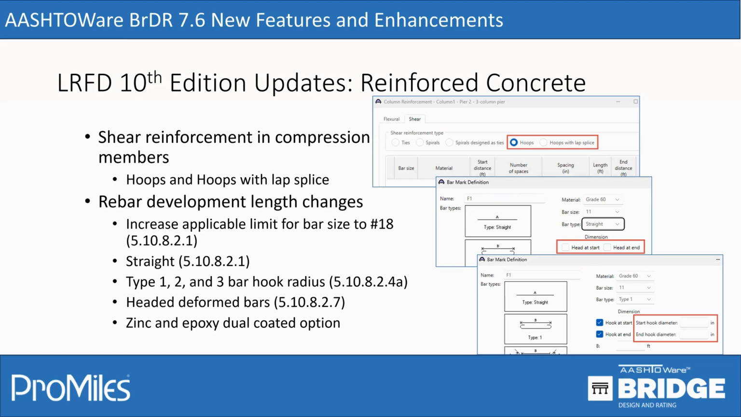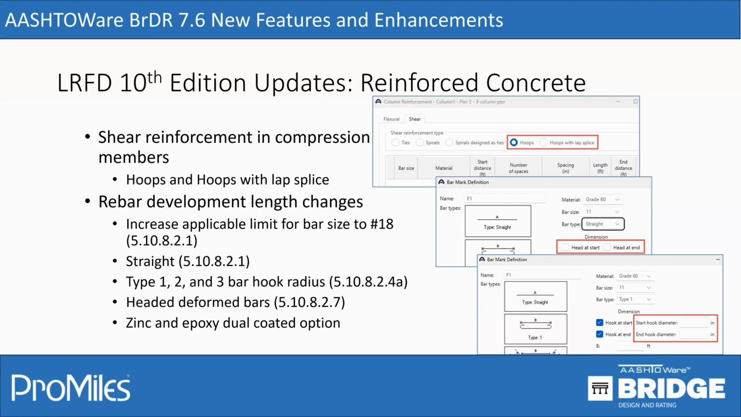There were updates for introducing hoops, especially for shear reinforcement in compression members. This applies mainly for columns. On the right hand side, you can see a screenshot for column shear reinforcement window where you have the option to indicate a hoop bar or a hoop bar with lap splice. Essentially, the input is the same between hoops and hoops with lap splice, but from the spec checking or a design point of view, it uses different equations. So that's why we have these two inputs available.